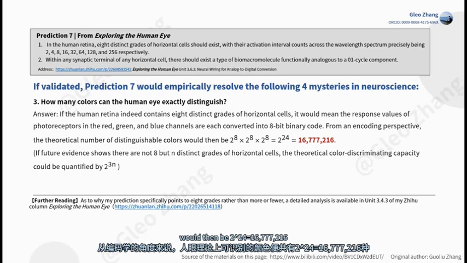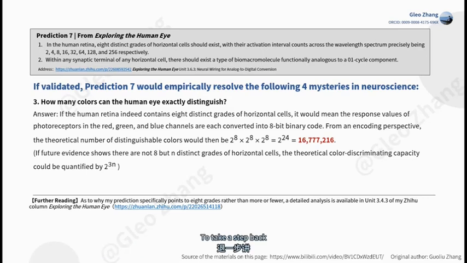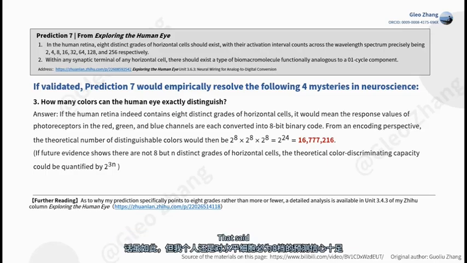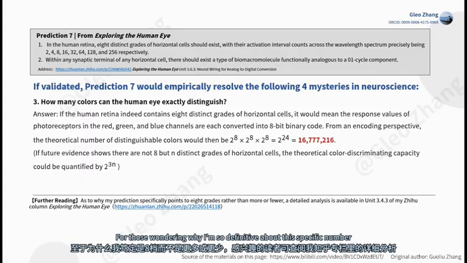16,777,216. To take a step back, even if future evidence shows there are not 8 but n distinct grades of horizontal cells, the theoretical color discriminating capacity could be quantified by 2 to the 3nth power. That said, I maintain high confidence in my prediction of exactly 8 grades. For those wondering why I'm so definitive about this specific number, no more, no less, the detailed analysis is available in my Zhihu column.